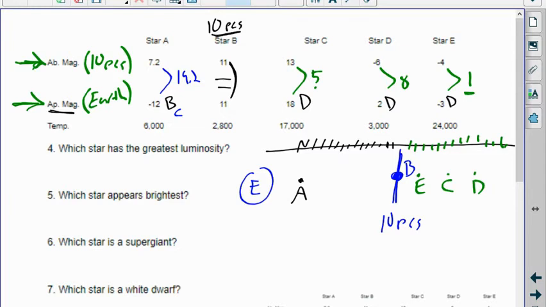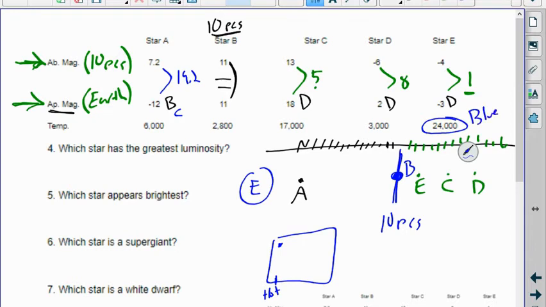So for the color question, the 24,000. Again, if I look at an HR diagram, 24,000 is going to be on the hot side, and that's going to be a blue star. So this would be blue.